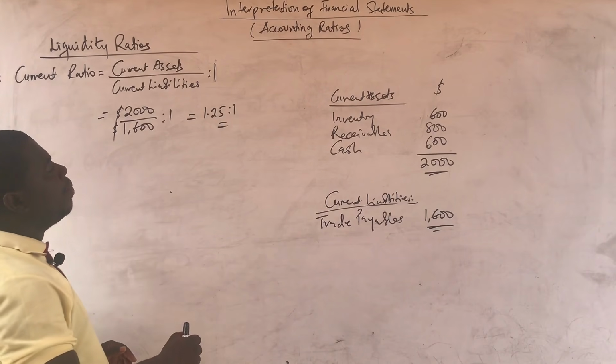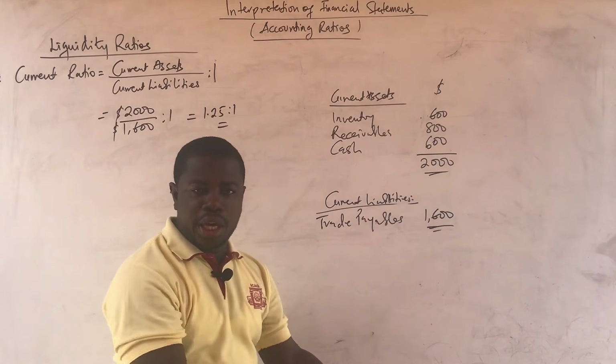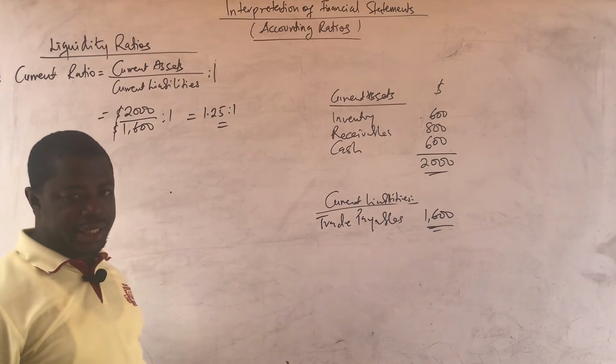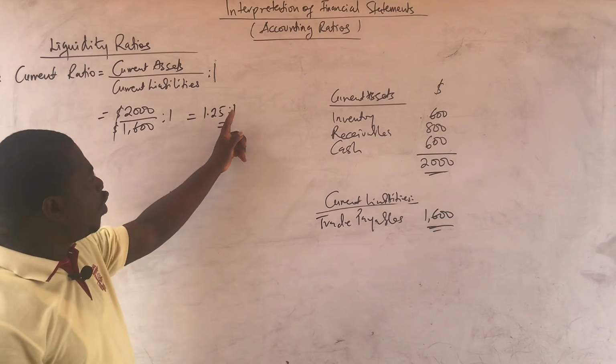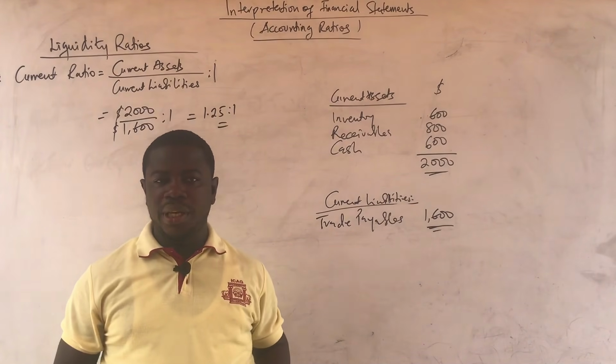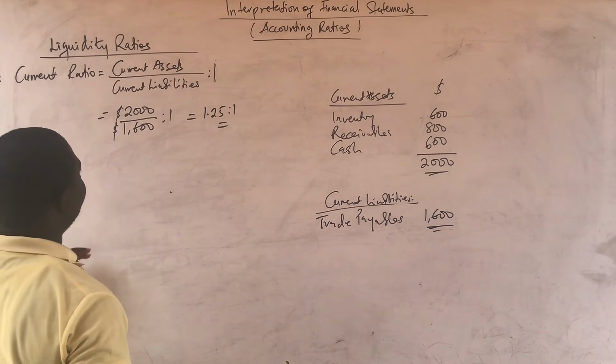That is the meaning. So it means that this is a positive sign that, okay, you can pay your debt. At least you can pay and you still have the 0.25 for every debt as spare. So for every $1 you owe, you have 1 cedi 25 pesewas to pay. Is that not nice? Okay. Now let us look quickly at the next ratio.